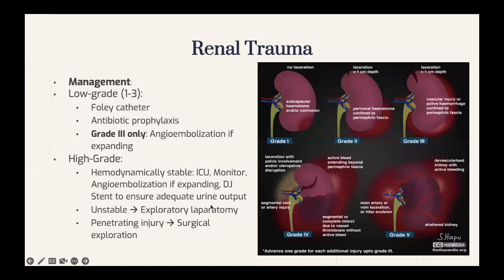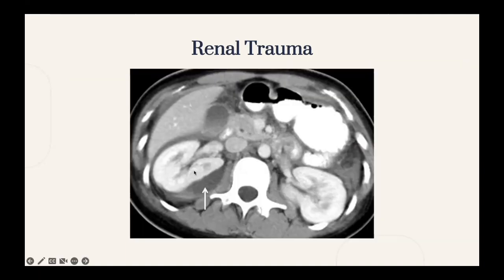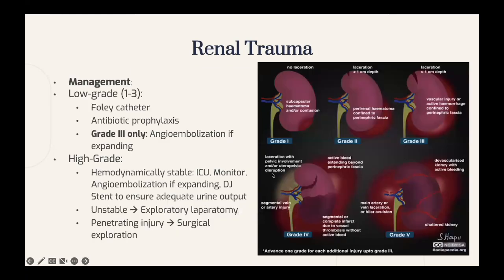So how do we manage these injuries? First of all, we need to know the grades. There are 5 grades for renal injury. There's 1, 2, and 3. These are considered low grades, and 4 and 5 are considered high grade. Grade 1 has no laceration, but there may be hematoma. As we can see with this patient, he just has a hematoma.